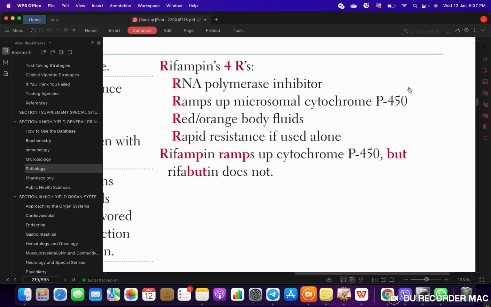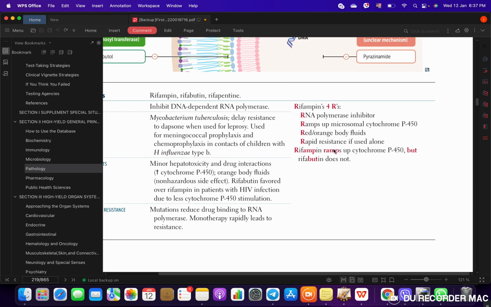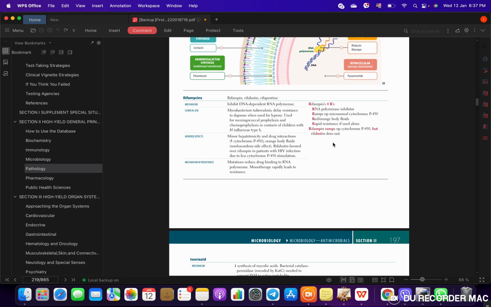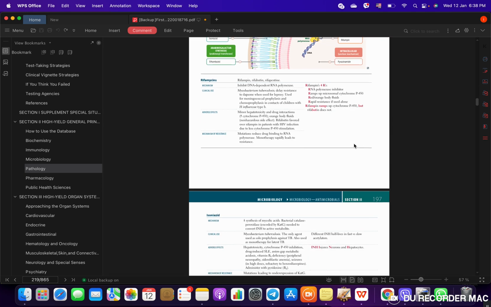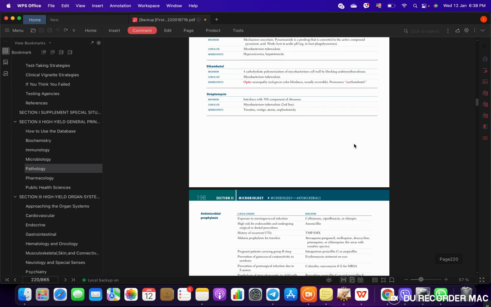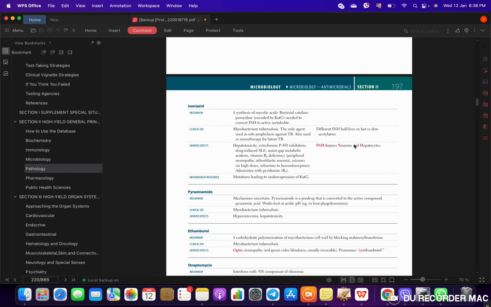So rifampin, the 4Rs: RNA polymerase inhibitor. It ramps up the microsomal cytochrome P450, so it's an inducer, and it turns body fluids red-orange. There is rapid resistance if used alone, so don't use it alone. Rifampin ramps up the cytochrome P450, but rifabutin does not. Only rifampin does. Okay, so that's the first thing about the treatment with these drugs.